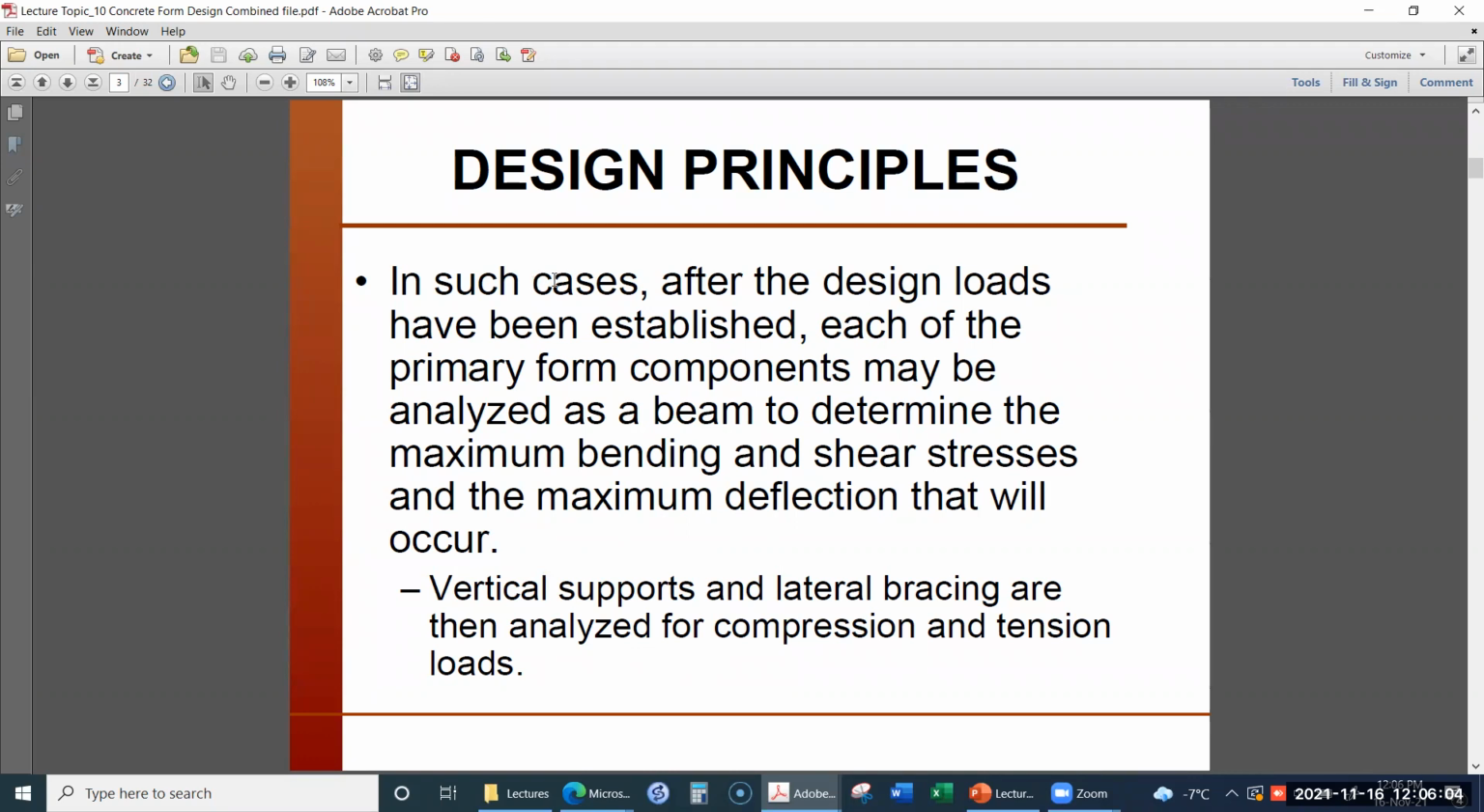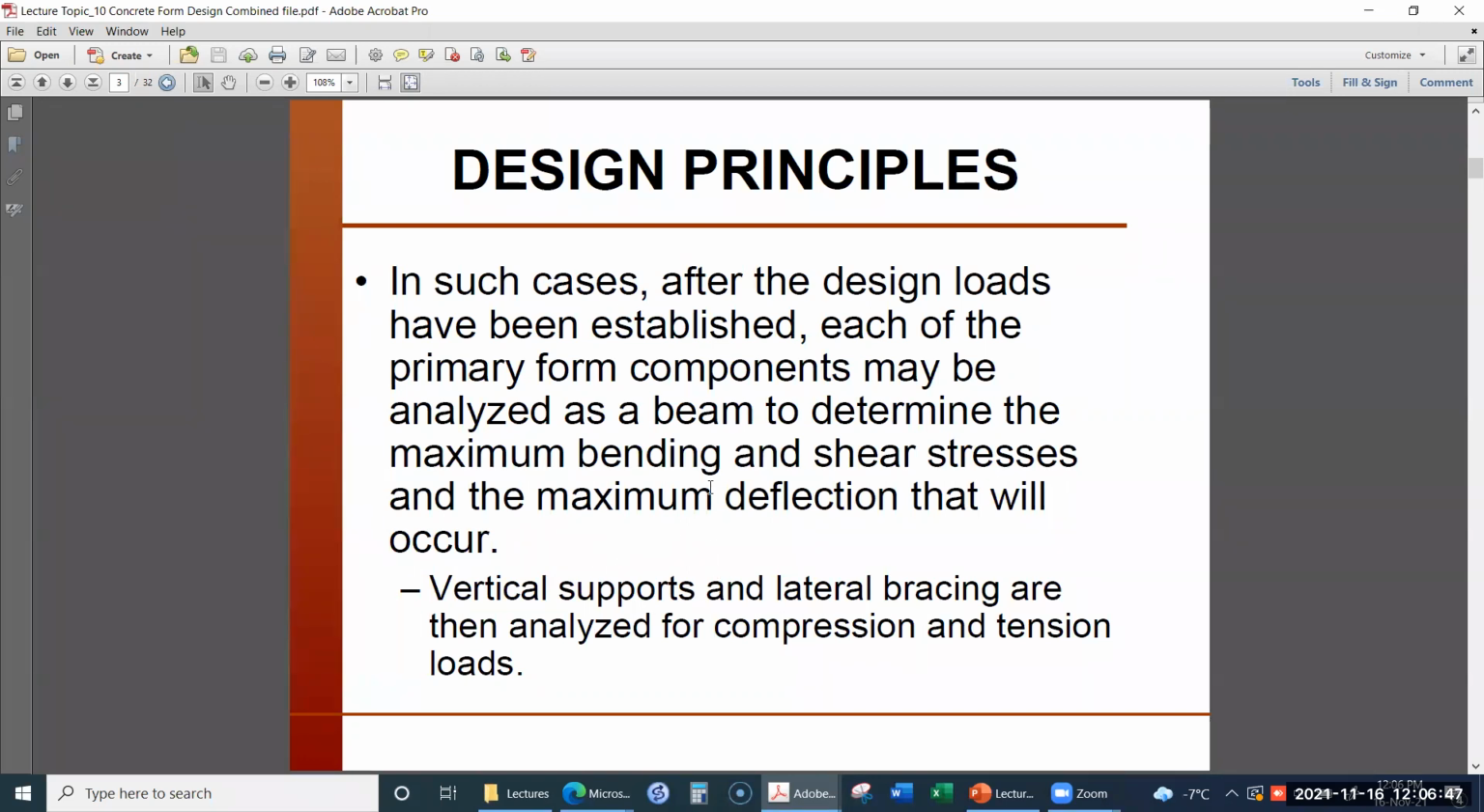When talking about the design principles, the forms can be analyzed as components of beams, as a beam element. When you do the design in a structural engineering course, you may have learned the design of beams. So we may consider those forms as beams to analyze them for their maximum bending and shear stresses and the maximum deflection that will occur.